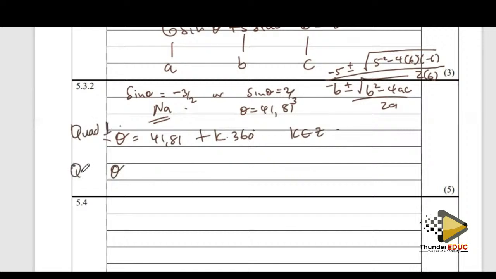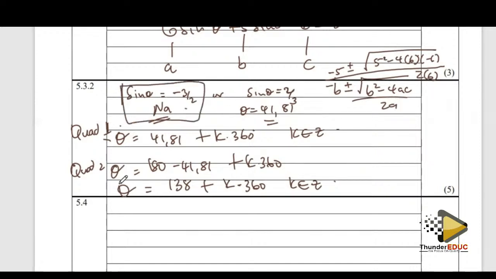And then quadrant number 2, because we know that sine is also positive in that quadrant, it's 180 minus this 41,81, plus k times 360. I simplify that, I'm getting 138,19 plus k times 360, k is an element of integers. So that's what would have been done. So start with the quadratic formula, the solutions. So this is not going to give us any solutions. And then we end up there.